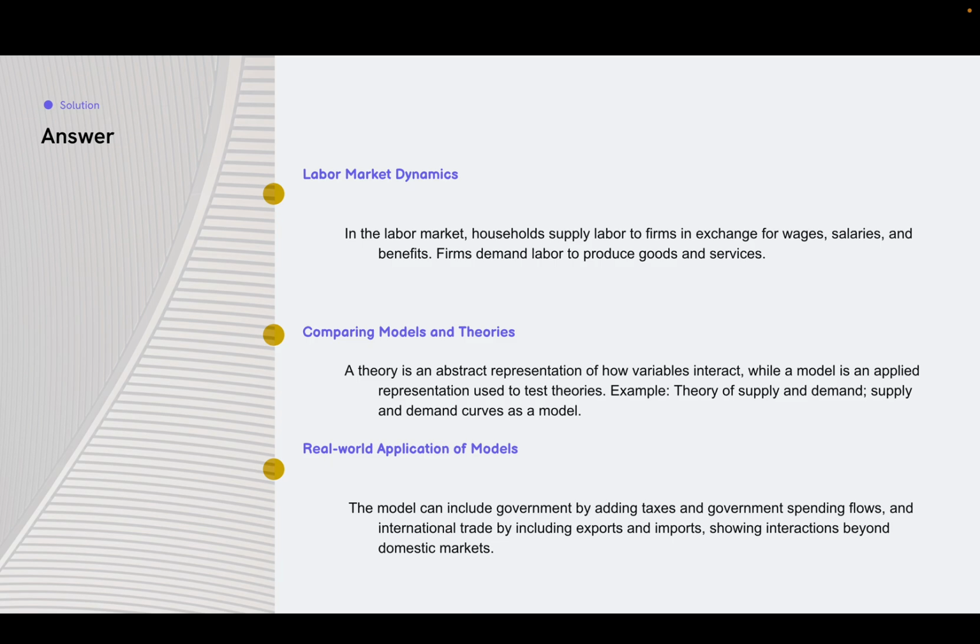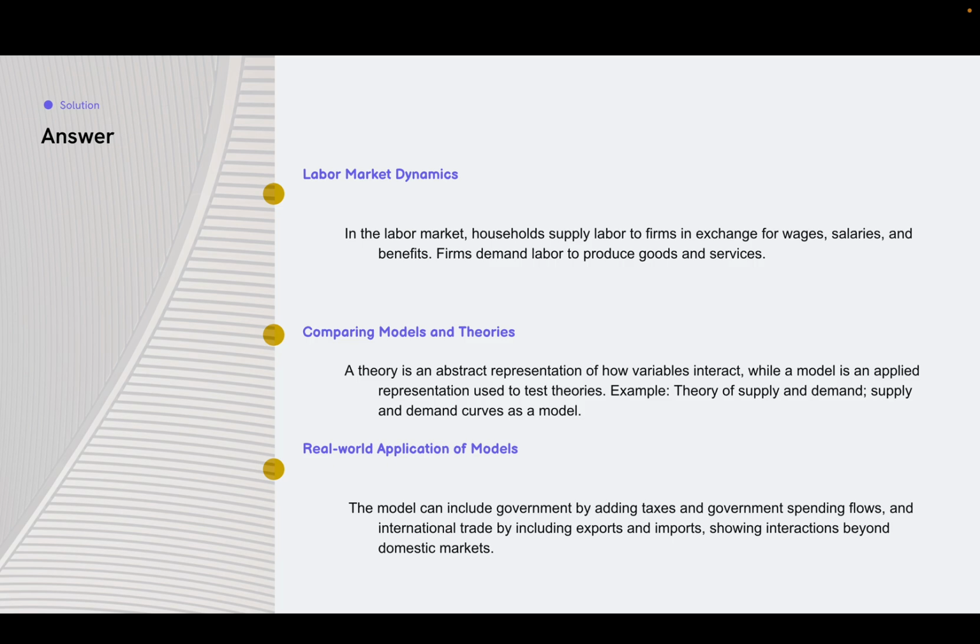First question. In the labor market, households supply labor to firms in exchange for wages, salaries, and benefits. Firms demand labor to produce goods and services. Comparing models and theories. A theory is an abstract representation of how variables interact, while a model is an applied representation used to test theories. For example, the theory of supply and demand, with supply and demand curves as a model. That is actually a model that we use to analyze trends in economics, and we are going to learn it in the future.